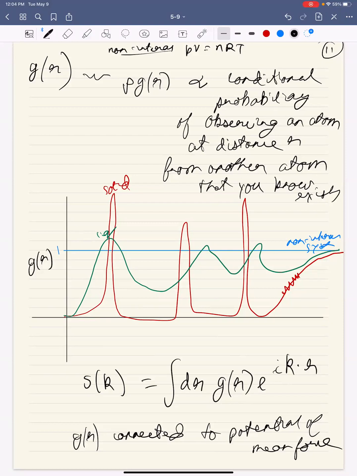So the potential of mean force accounts for the mean force between two particles averaging over everything else. And that was related to g(r), right? We derived that expression.